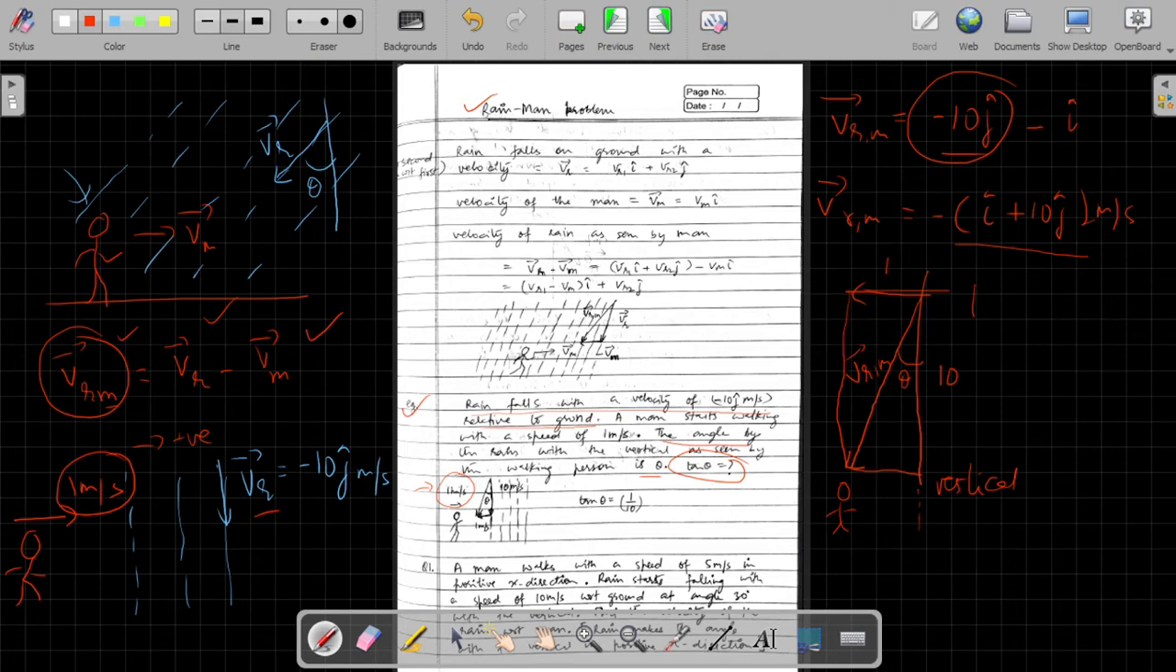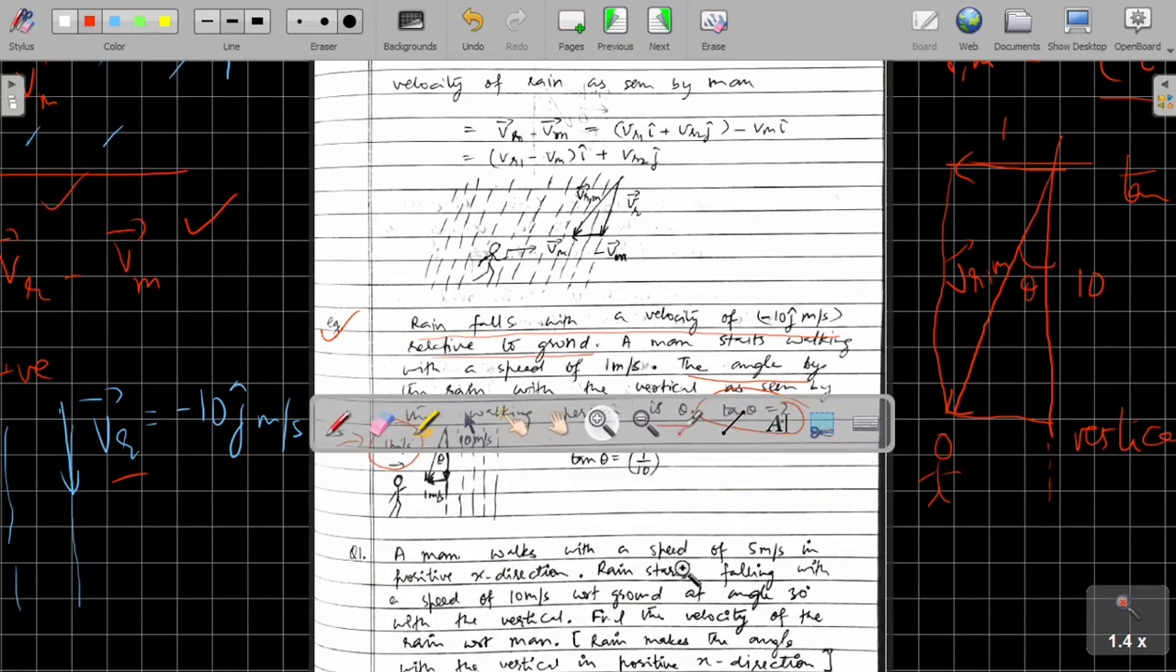And this tan theta would be equal to 1 by 10. So this is from what we have done. This is what we have obtained by drawing the vector. So this is this particular problem. Okay. So let us move to the next problem.